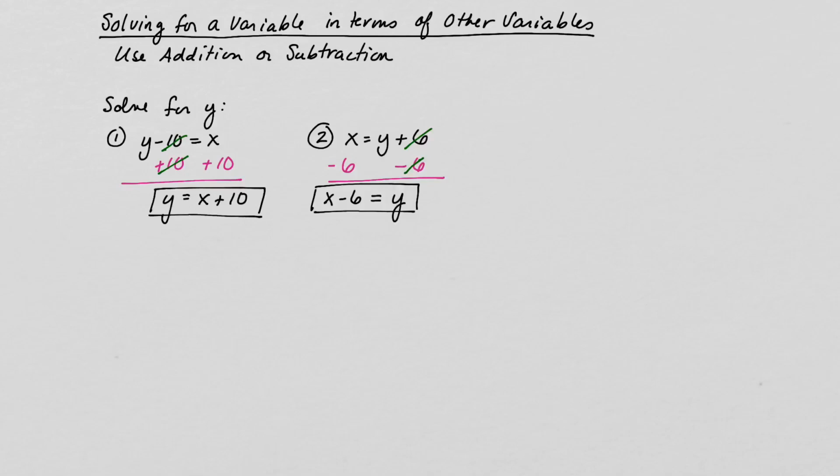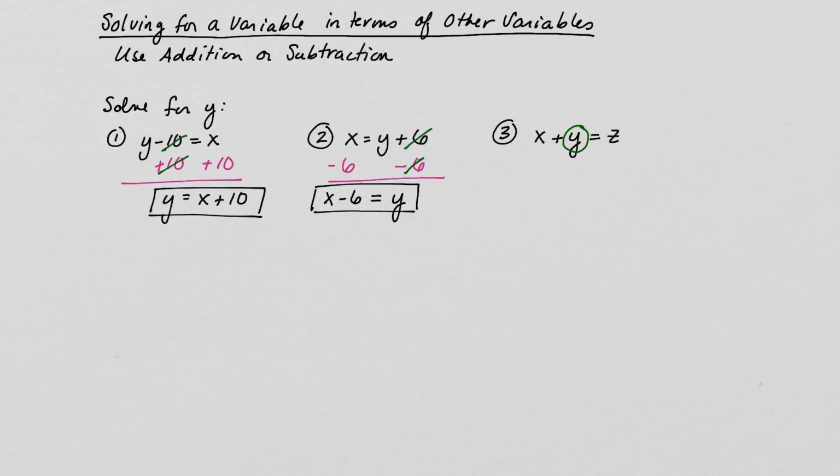So if we try another one, so maybe we have x plus y equals z. And if you look at this problem, I don't have any numbers, but that's okay. It doesn't work any differently. So again, we want to think about what variable it is that we're trying to get all by itself. And in these directions, we're still going with solve for y. So that's this variable here. That's the one I want to get all by itself.